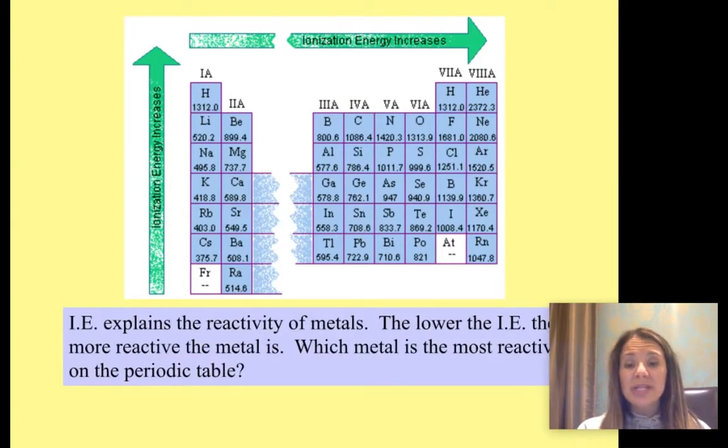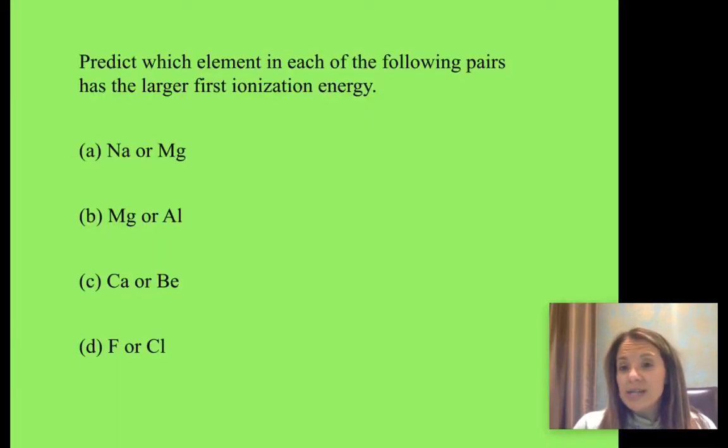Ionization energy really does help to explain the reactivity of metals. So what you need to know is the lower the ionization energy for any given metal, the easier it is to remove a valence electron, the more reactive it will be. We can try some of these.